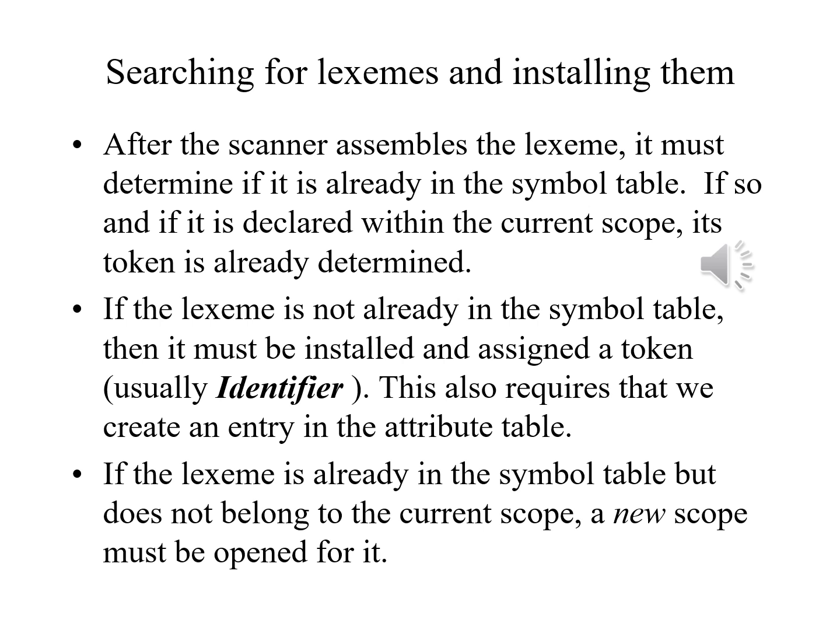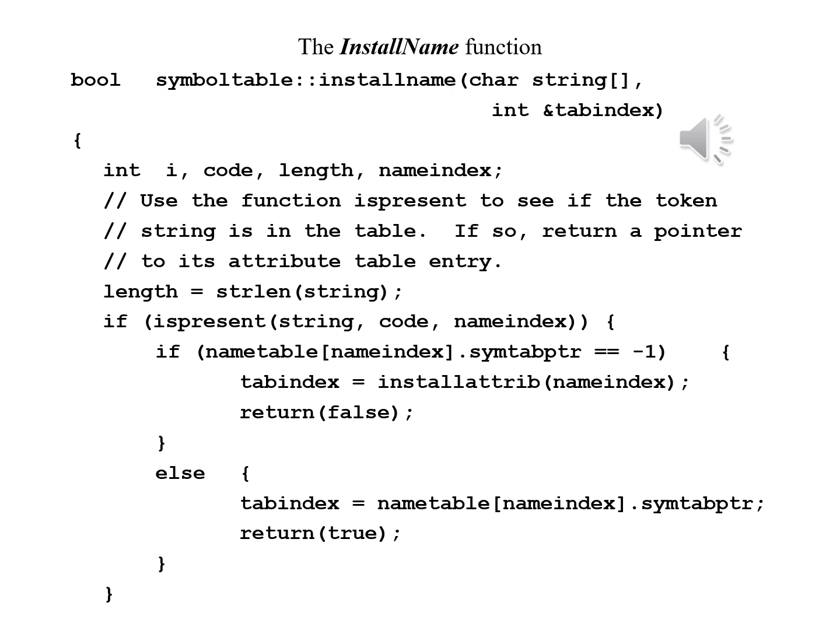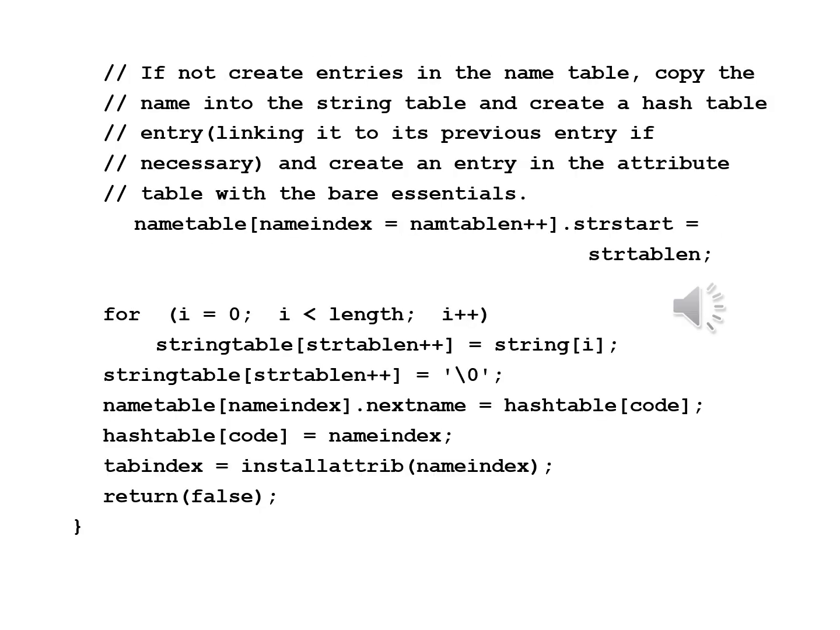If the lexeme is an identifier and already in the symbol table, but does not belong to the current scope, a new scope must be opened for it. The method installName returns true if the lexeme is already in the symbol table and has an entry in the attribute table. If it is in the name table but there is no attribute table entry, we will create one and return false. If the lexeme is not in the symbol table, we need to copy the string into the string table and to create a name table entry.